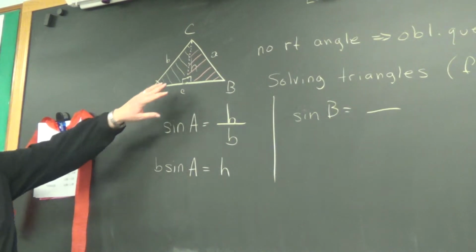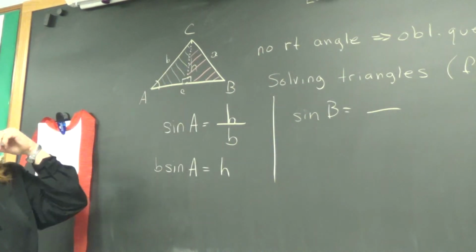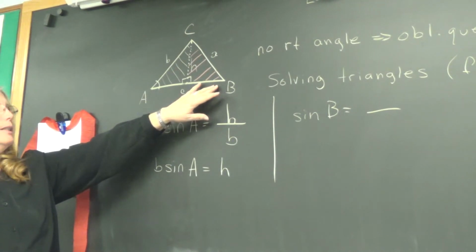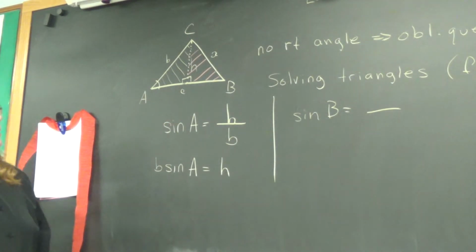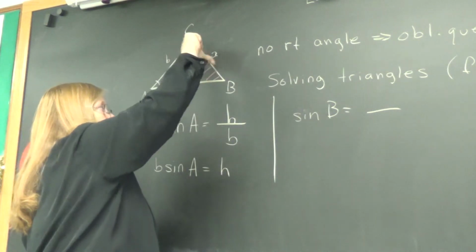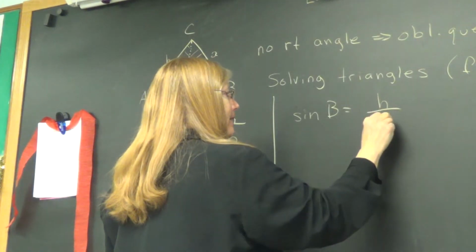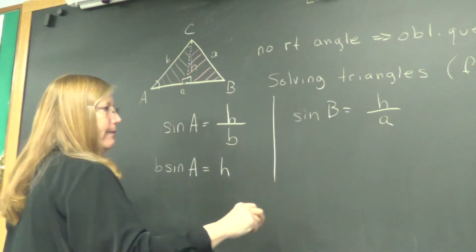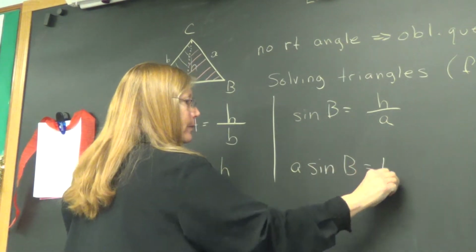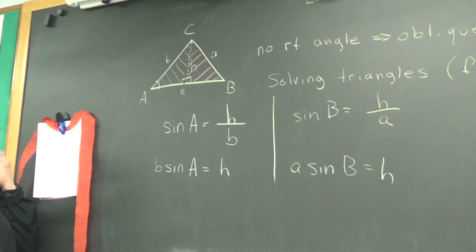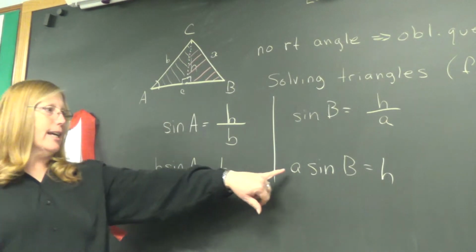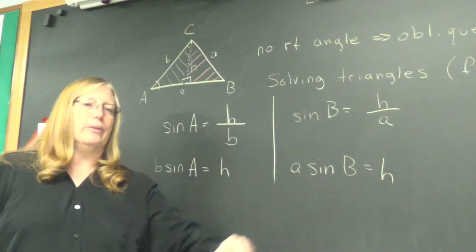So look at the striped, they're both striped. Look at the pink striped one. And I'm looking from the perspective of angle B this time. So we have, again, opposite over hypotenuse, staying in the right triangle, h over a. Now we're going to solve that for h by multiplying both sides by a, and we get that side b times sine of angle A equals h, and side a times sine of angle B equals h.